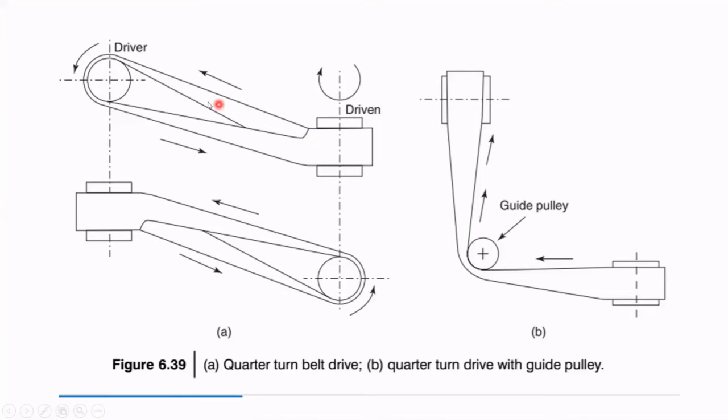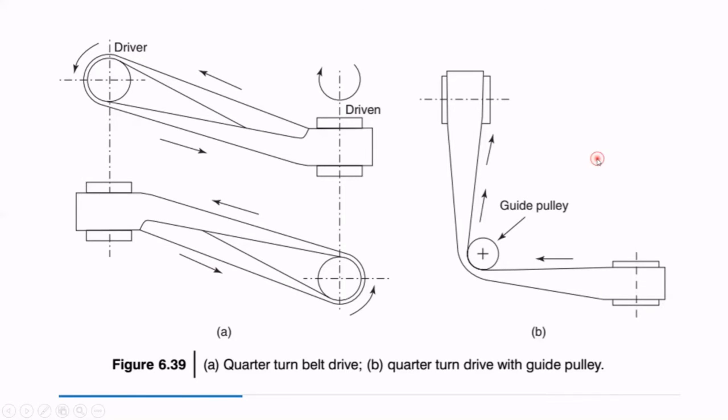For maintaining the tension in the belt, we use a guide pulley. Here the shafts are in rectangular position. For transmitting power from one shaft to the other shaft, which are arranged at right angles, we use the quarter turn belt drive.